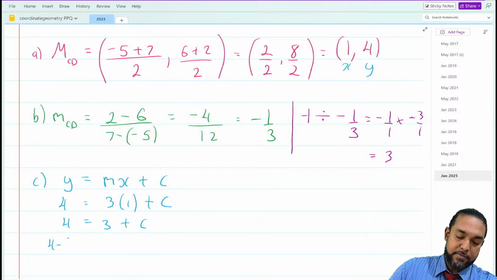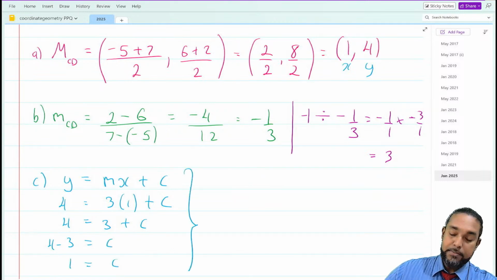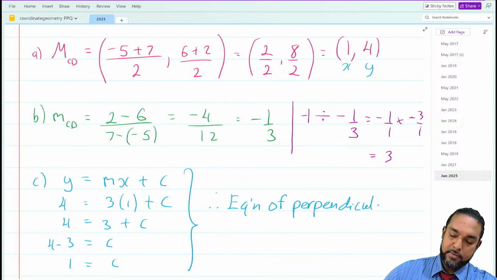We can subtract 3 from both sides of the equation and get 1 as the value of c, which means that the equation of the perpendicular bisector is y equals m, which is 3, by x plus c, which is 1. Sorry, I'm trying to write fast and neat.